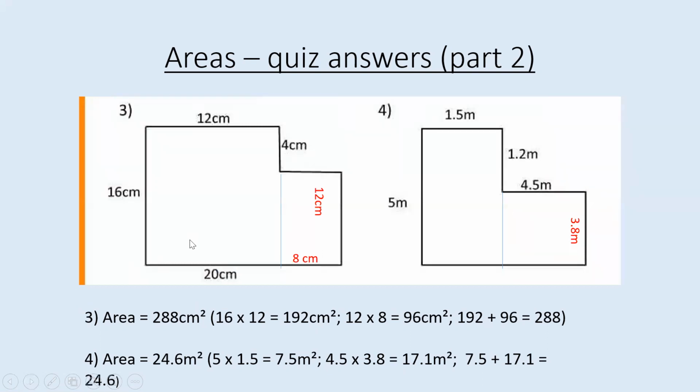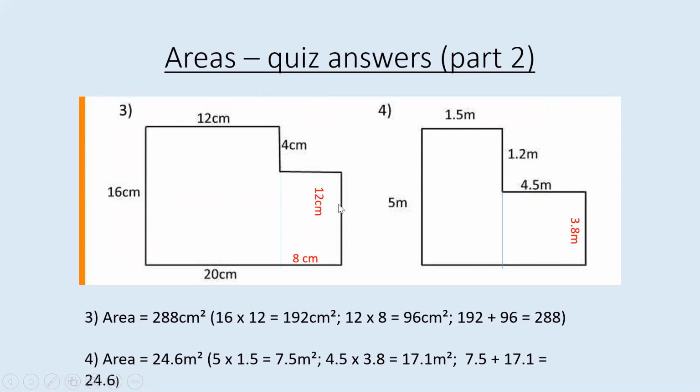For the next shape, the total area for shape number 3 was 288 centimeters squared. So in the first instance, that was done by breaking the irregular shape into two regular shapes. So we had one shape here, which was 16 centimeters by 12 centimeters. That came to 192 centimeters. We then had to work out lengths for this second shape. And what we came up with was 12 centimeters by 8 centimeters. The reason for that is that the horizontal length on the second shape was opposite a 16 centimeter length, but 4 centimeters of that length were taken out.